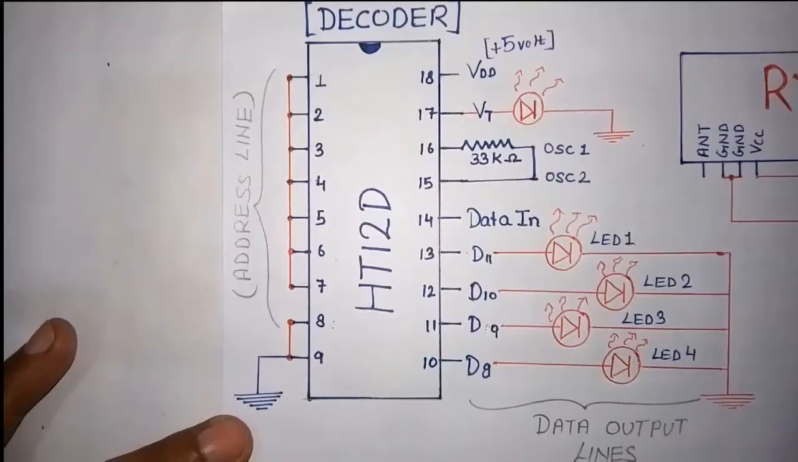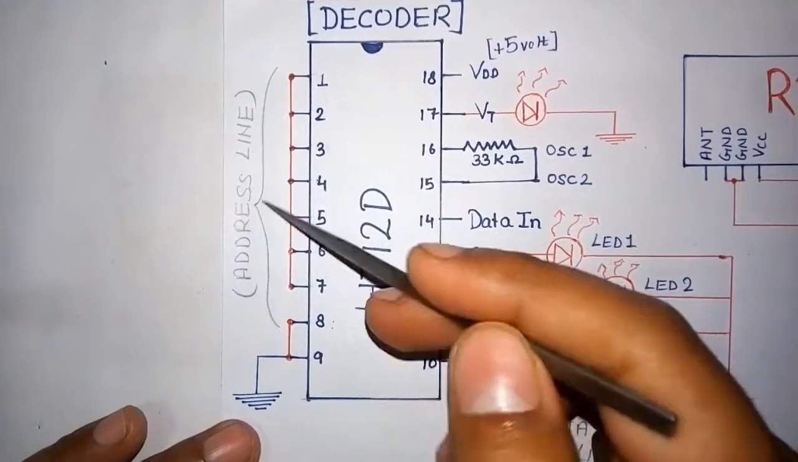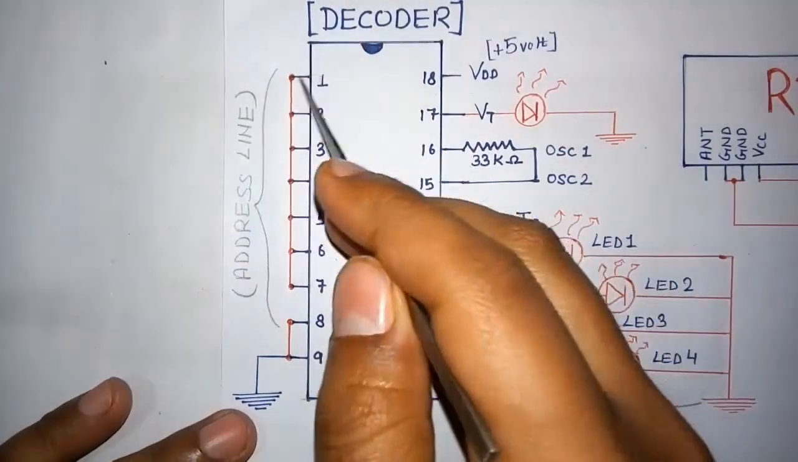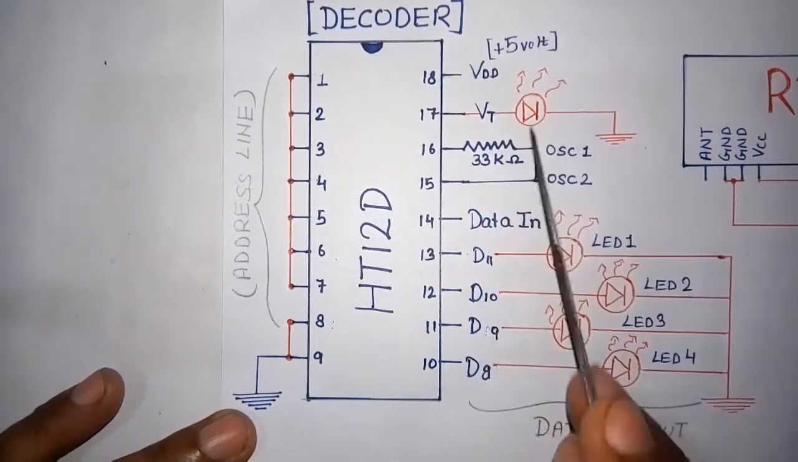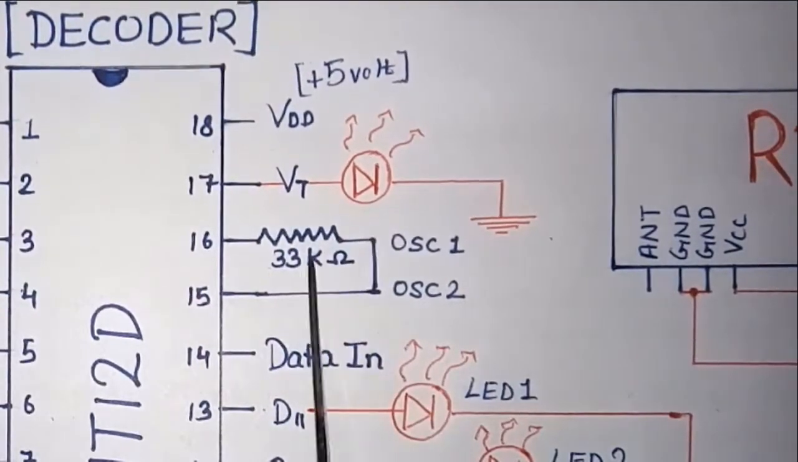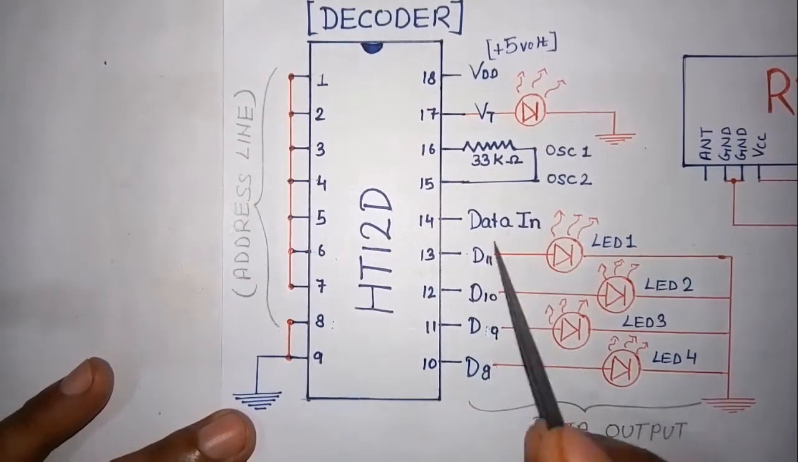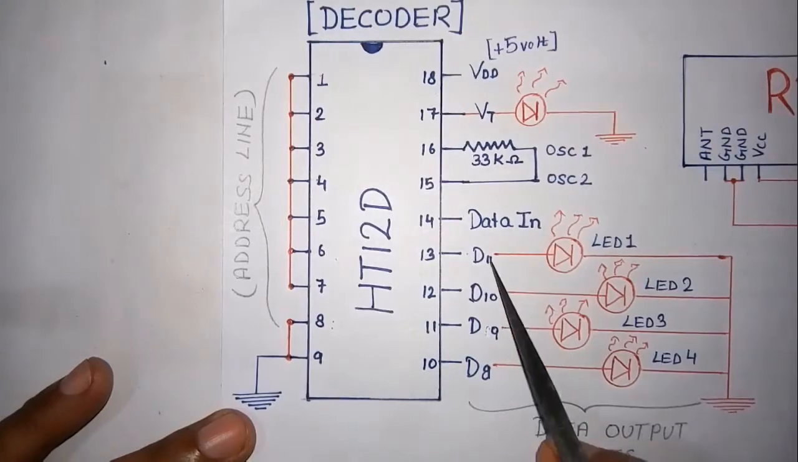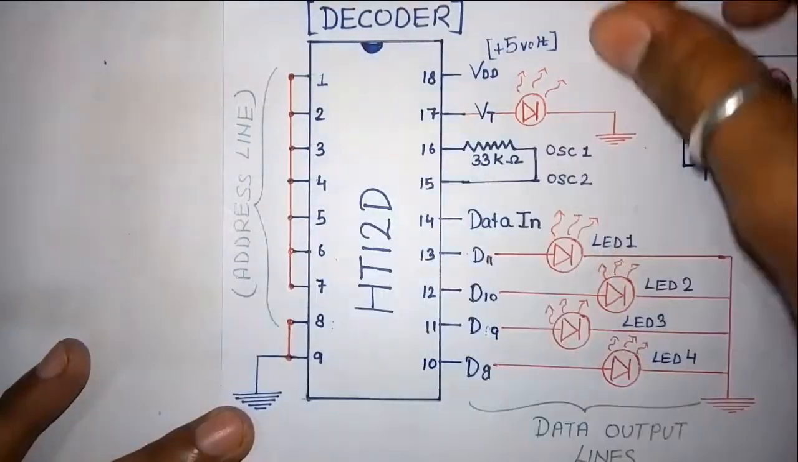Now I will explain to you the pin configuration of the decoder IC. Here you can see that these are the address pins on the left side. 8 and 9 are grounded, just like in our encoder. The 18th pin is our VCC, the 17th is our VT. VT means valid transmission. 16 and 15 are our oscillator, 14 is our data in, and the rest is our data out. The rest of the pins, from 13 to 10, are our output.